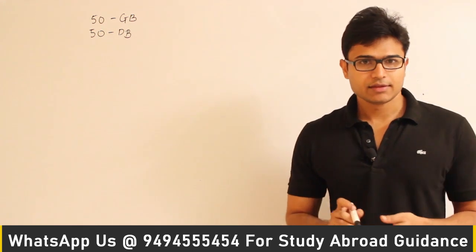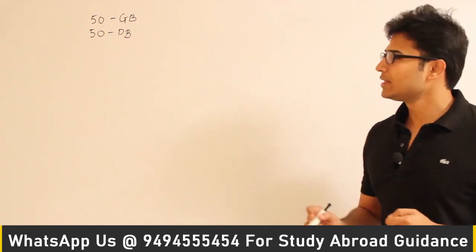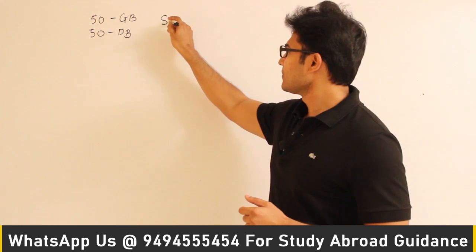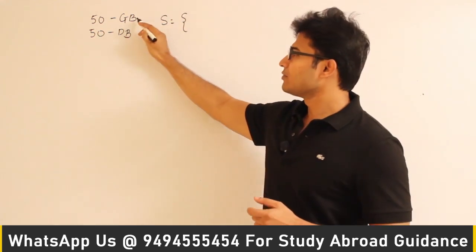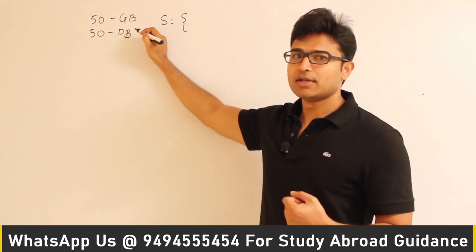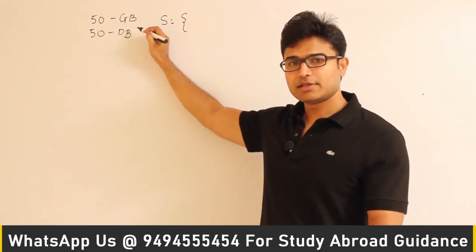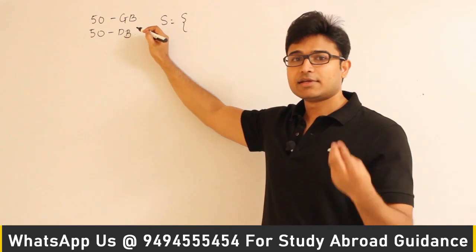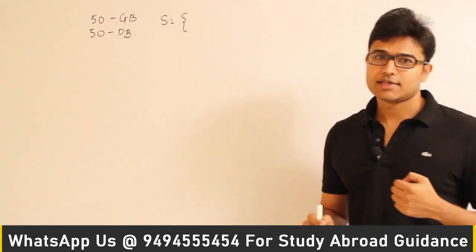Then what is the sample space? Let's first define the sample space. So what is the problem? We have 50 good bulbs and 50 defective bulbs, and now we are going to draw two bulbs with replacement, which means we take the first bulb, put it back, and then take the second one. Then what is the sample space?